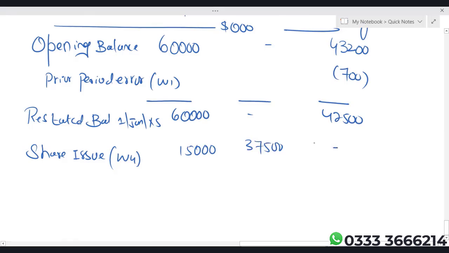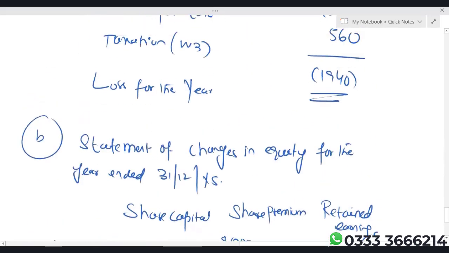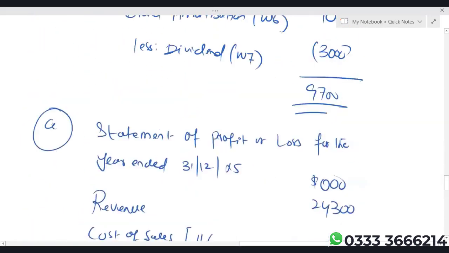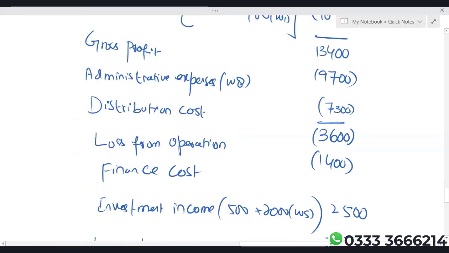Then let's take loss for the year. It is 1,940, and less the dividend paid. Dividend paid, I think it was working 7. Yes, working 7 is the dividend paid.